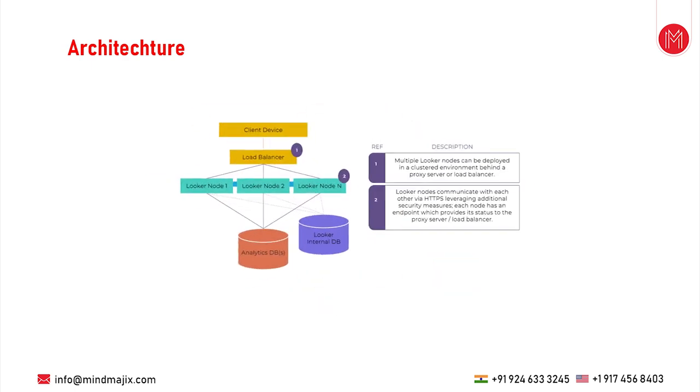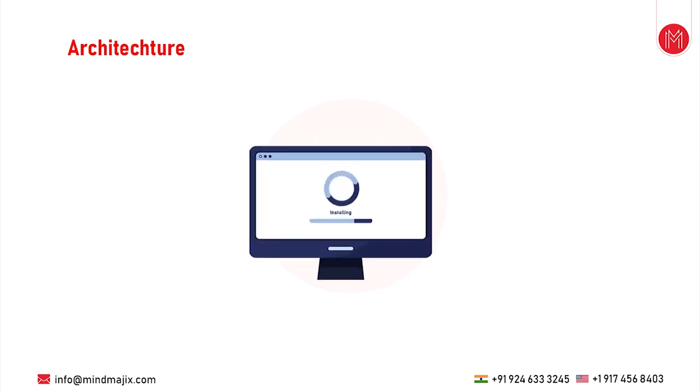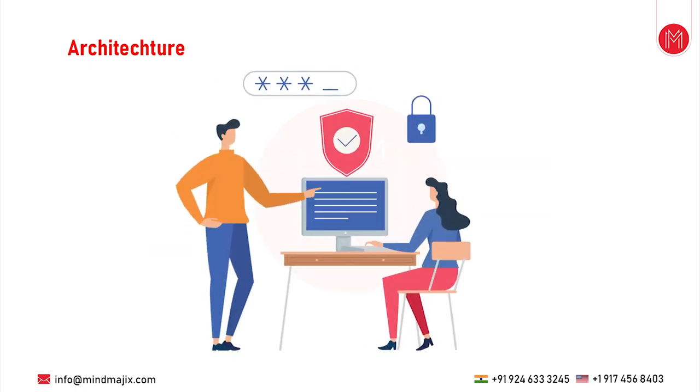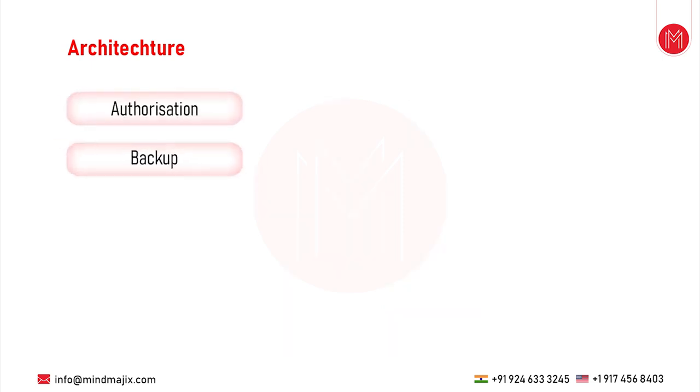Data always remains in the database and is not copied onto the Looker instance. You must know the minimum requirements of the server specifications on the installation steps as well as the recommended Java memory to allocate to Looker. Apart from this, the Looker application requires outbound network access for authorization, backups, email relay, Git, and license checks.